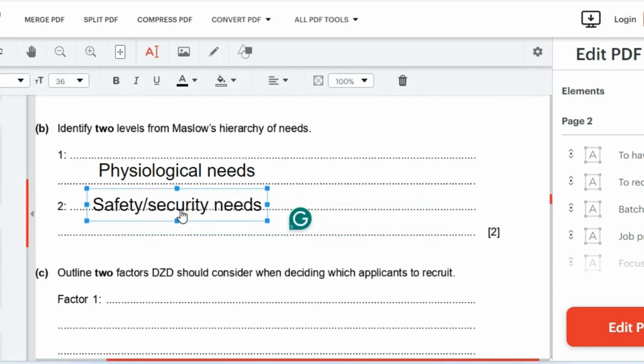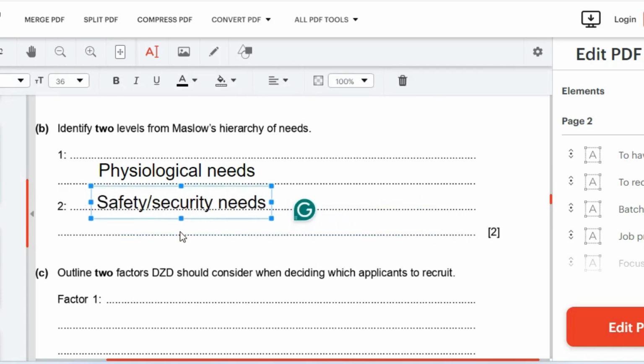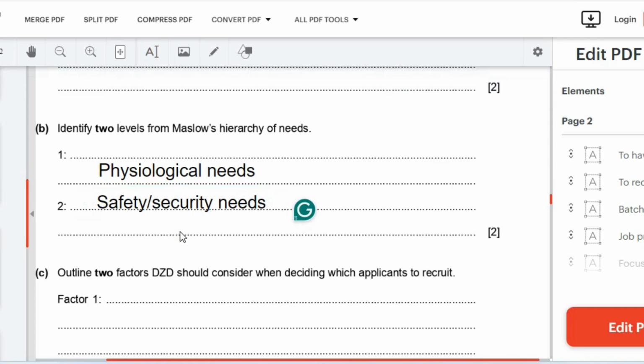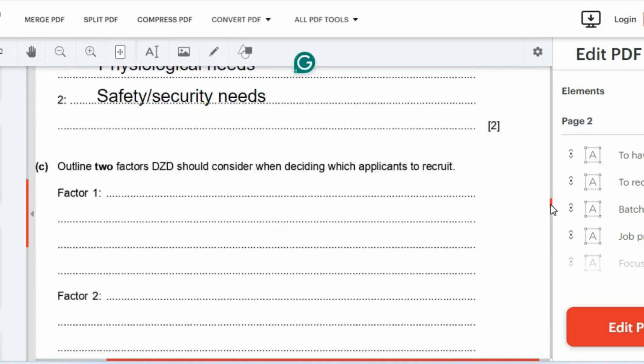Safety or security need. Other needs are social belonging needs, self-esteem, and self-actualization. Now let's move to 3C. In 3C, we are told to outline 2 factors DZD should consider when deciding which applicant to recruit.